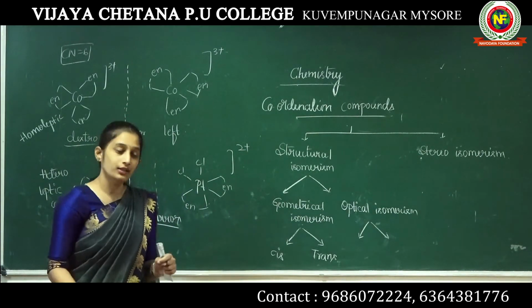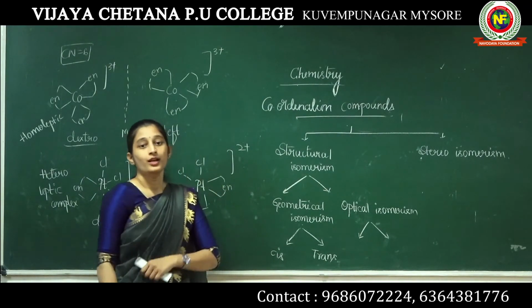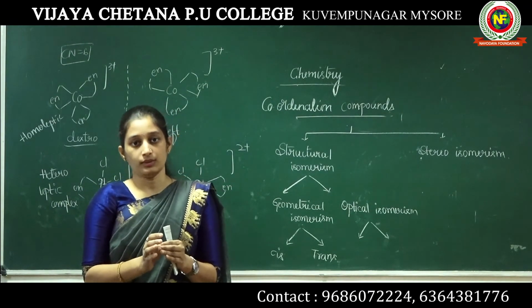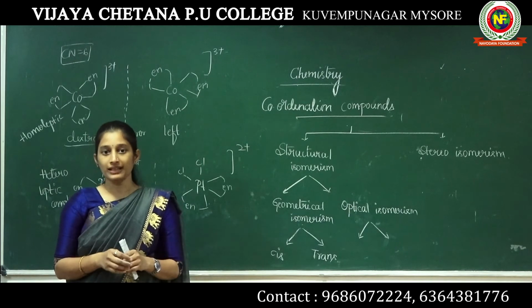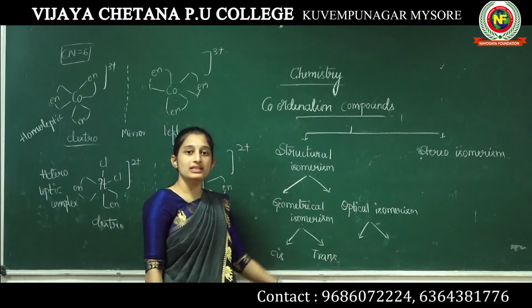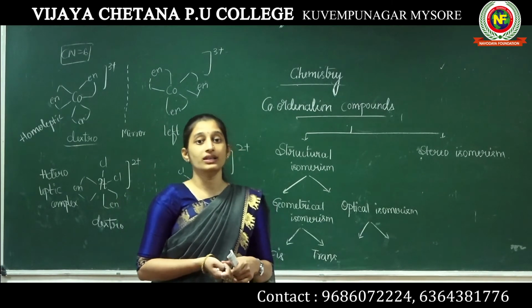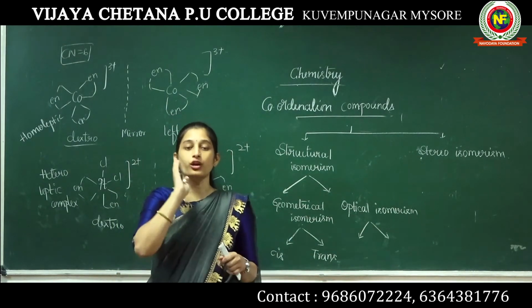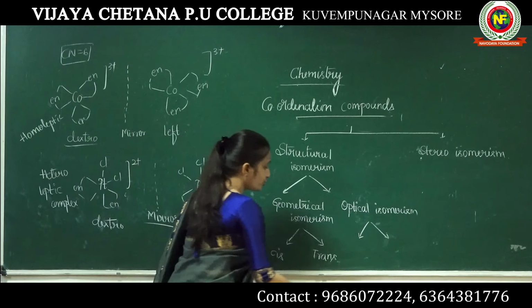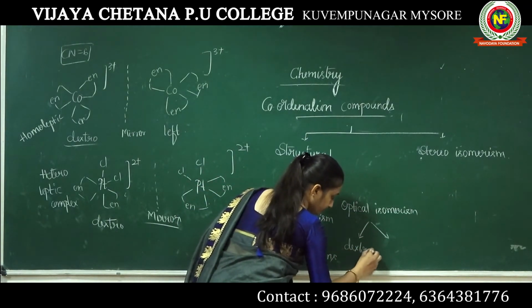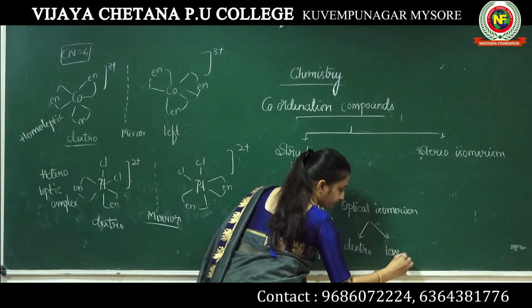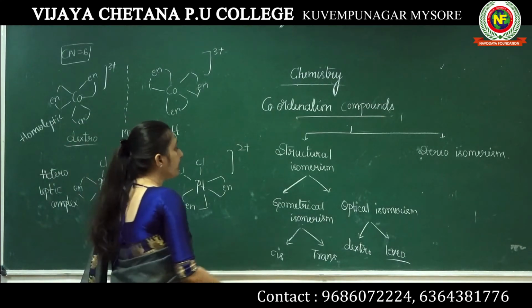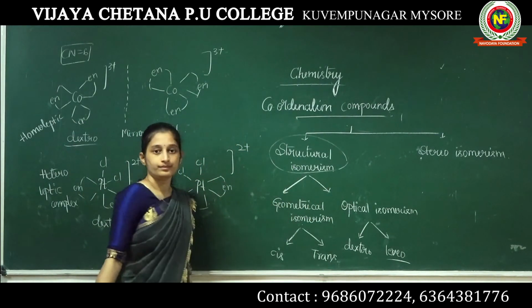Geometrical isomerism, once again, 2 types, cis and trans. What about the cis? Two similar groups present are adjacent to each other. Trans means they are opposite to each other. And optical isomerism, optical means light, based on whether they are turning towards right or left. We know the property of light, it always passes through a straight line. Based on that, 2 types, dextro and levo. This is regarding structural isomerism.